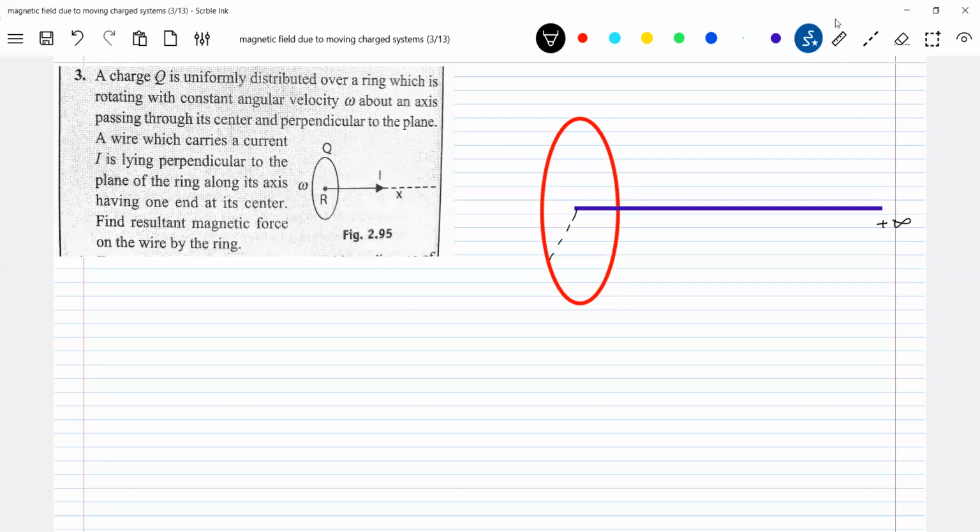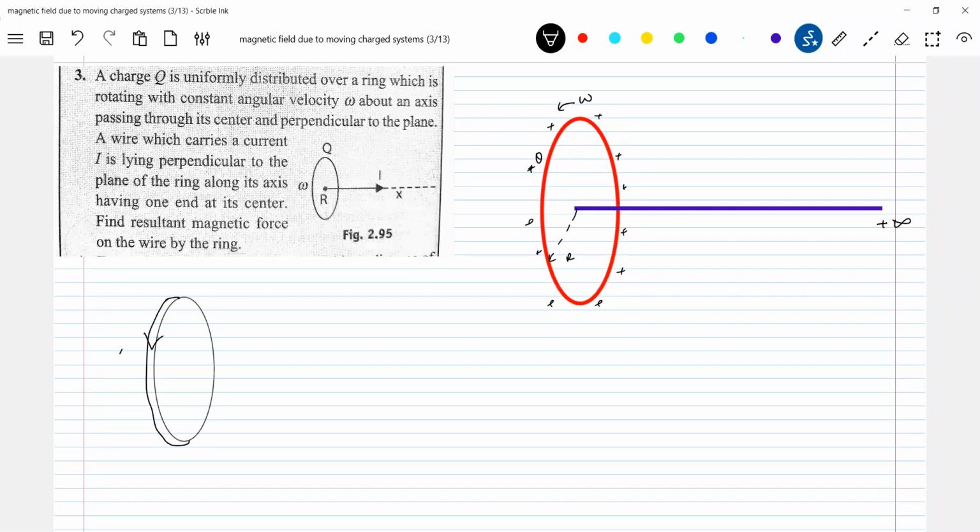There's a radius r, where charge is present on the surface. This is the Q, and it is rotating with omega. So what about the rotating charged ring? Will it produce any field? Yes, it will produce a field. So what is the current? Can I replace this with a current carrying ring? It's equivalent to a current carrying ring.